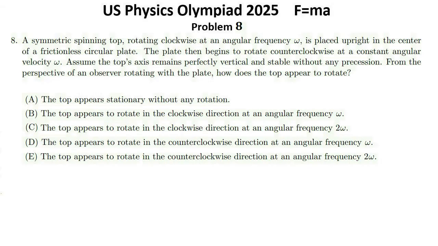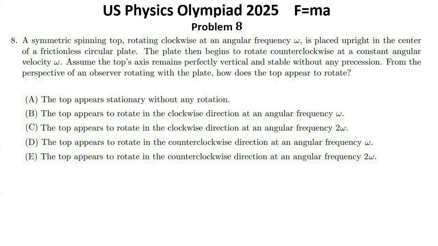Problem number 8. A symmetric spinning top, rotating clockwise at an angular frequency omega, is placed upright in the center of a frictionless circular plate. The plate then begins to rotate counterclockwise at a constant angular velocity omega. Assume the top's axis remains perfectly vertical and stable without any precession. From the perspective of an observer rotating with the plate, how does the top appear to rotate?